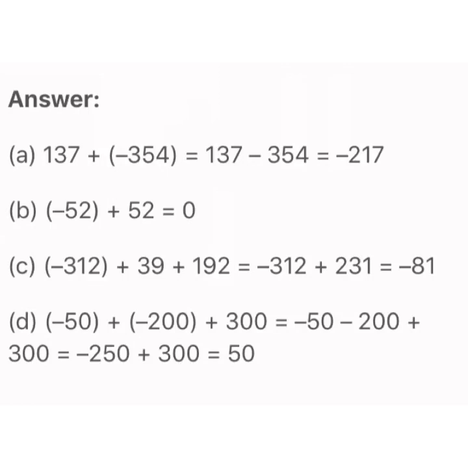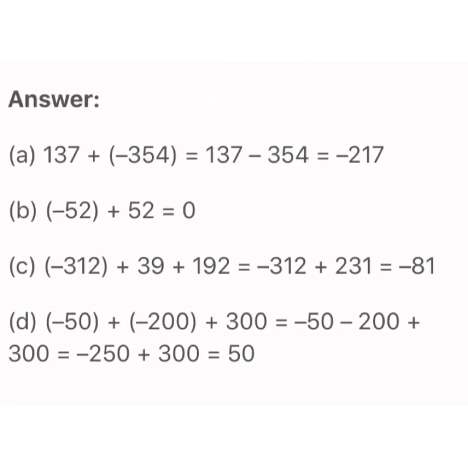Next one is minus 52 plus 52. Children, this is a very simple question. The answer is 0. Okay. Next is minus 312 plus 39 plus 192. Children, here you can see two positive integers, that is 39 and 192. So first we will add these two positive integers, 39 and 192. The sum of these two positive integers is 231.